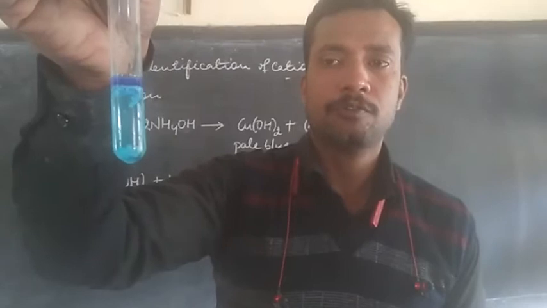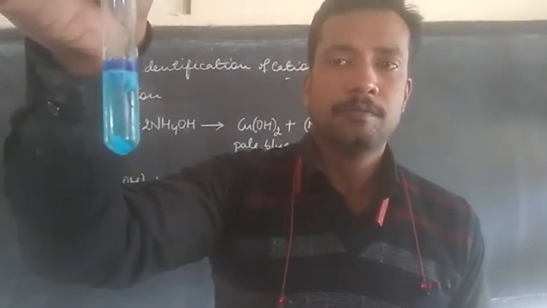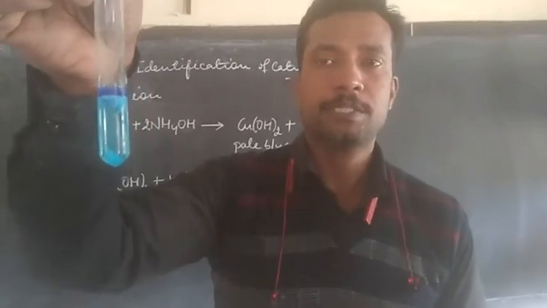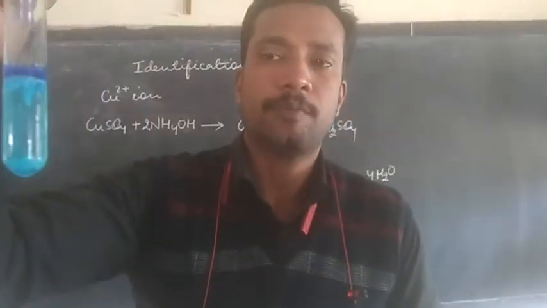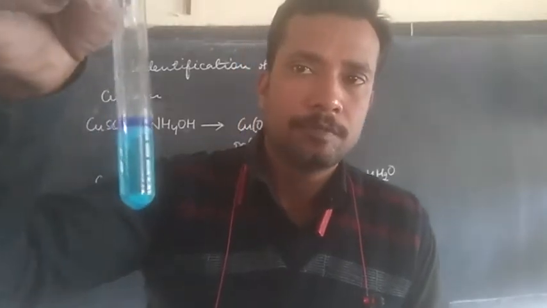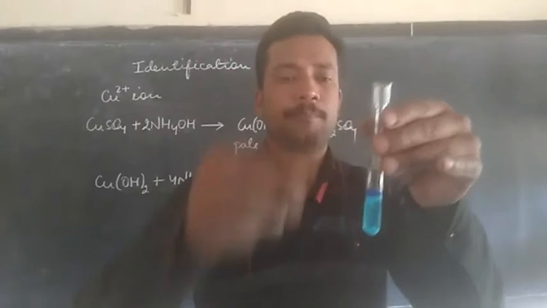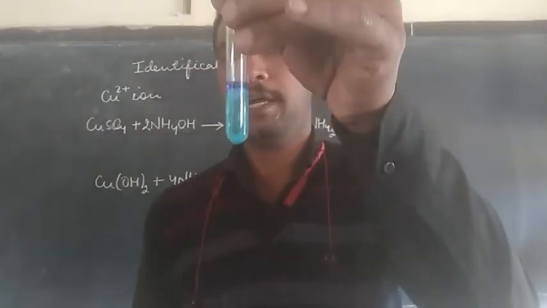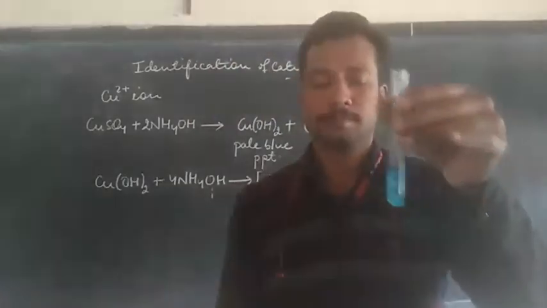It's settling down also because it has been shaken. So you have to make sure that it should not be shaken while preparing it, otherwise it may settle at the bottom. So this is the pale blue precipitate. Now let us see what happens to this precipitate when I add an excess amount of ammonia solution to it.